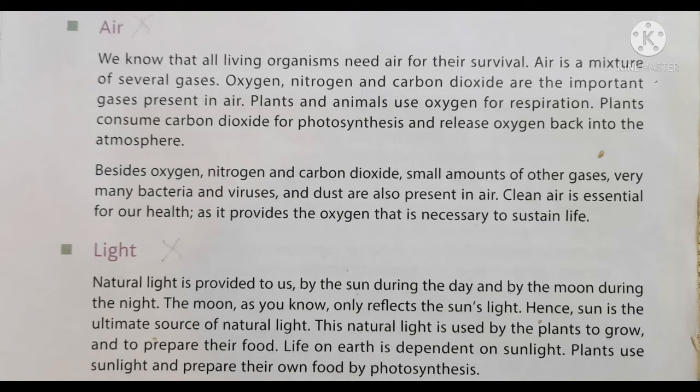Our next example is light. Natural light is provided to us by the sun during the day and by the moon during the night. The moon, as you know, only reflects the sunlight. Hence, the sun is the ultimate source of natural light. This natural light is used by the plants to grow and to prepare their food. Life on the earth is dependent on sunlight. Plants use sunlight and prepare their own food by photosynthesis.